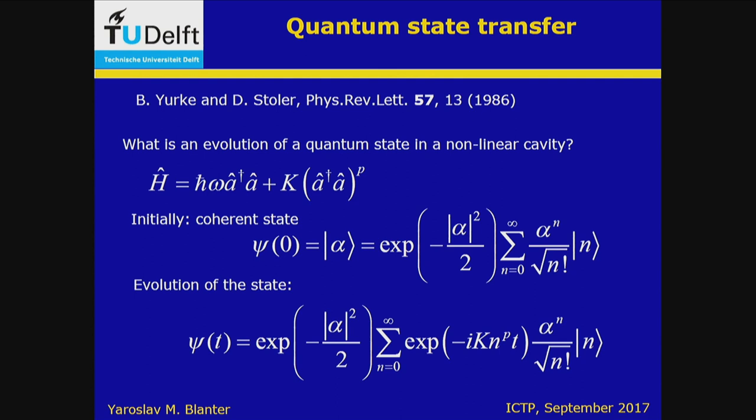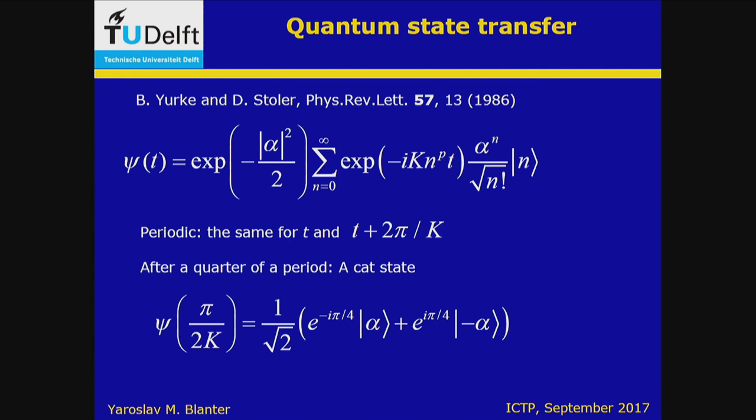So this function is a function of time. The only thing that changes, you have here the phase, which is i k, number of photons, which is in the Fock state, to the power of p times time. And p is integer, and that means that this function is periodic. So if you take time and time plus 2 pi over k, that's the same. So 2 pi over k is a period of the oscillations of that. And now if you look what happens after a quarter of a period, you just take this time, which is pi over 2k, you get a cat state.